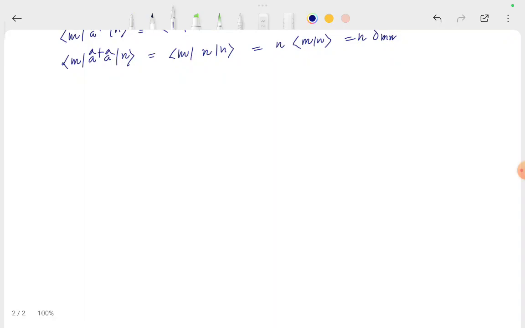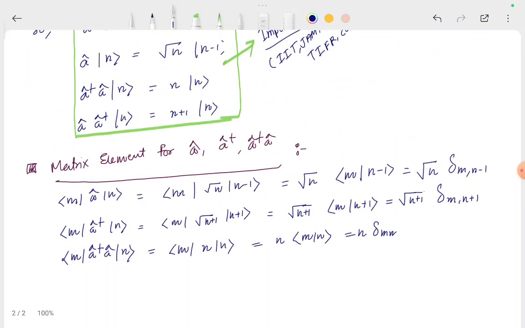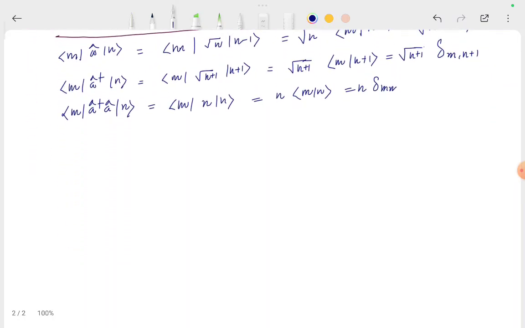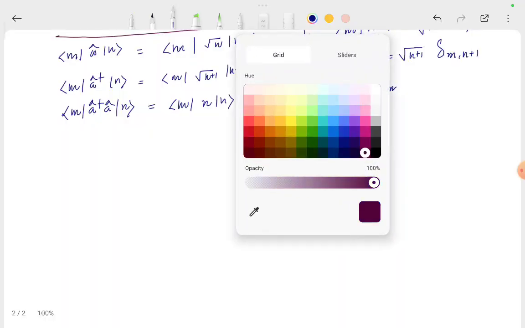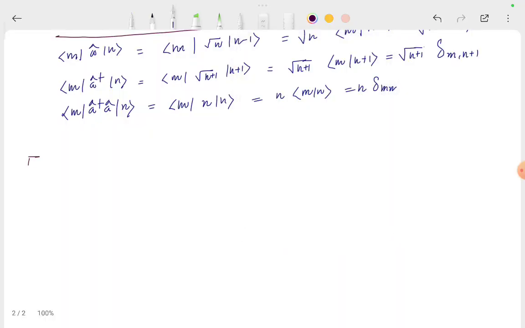Let's find out the very important result. What is the result?